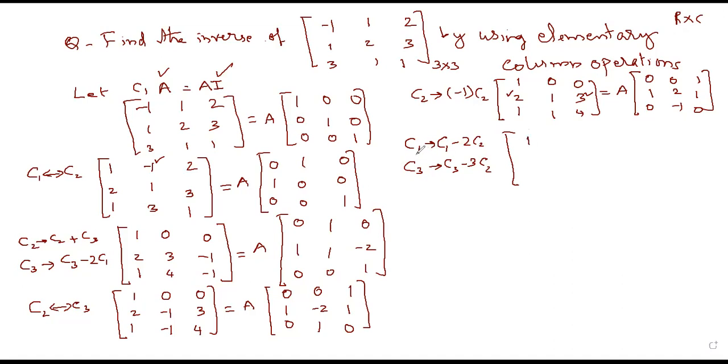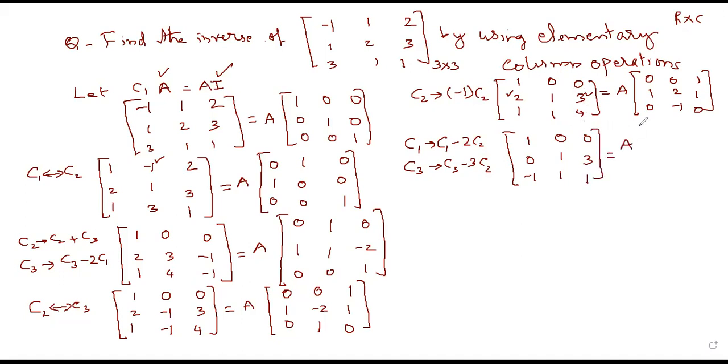So C1 column is changing. Column number 1 is changing with minus 2 multiplied with this and added: minus 2 into 0, 1, 1. Minus 2 plus 2, 0. Minus 2 plus 1, minus 1. And column number 2 is not changing, 0, 1, 1. And column number 3 is again changing. Minus 3 into 0 plus 0, 0. Minus 3 plus 3, 0. Minus 3 into 1, minus 3 plus 4, 1.